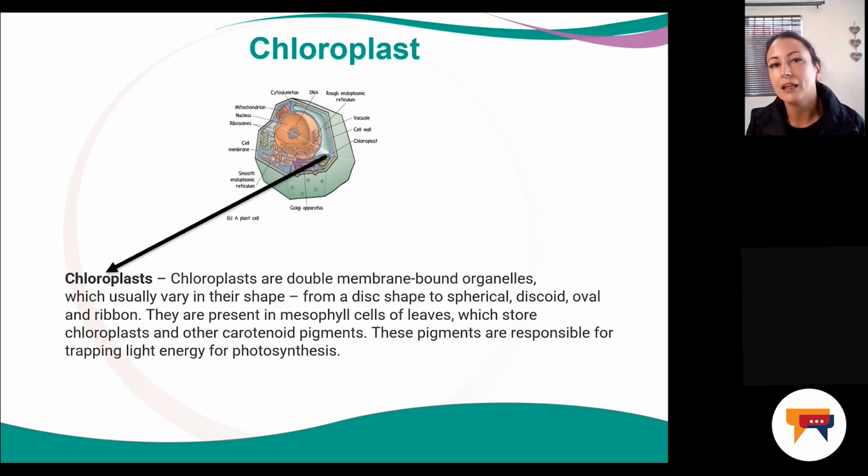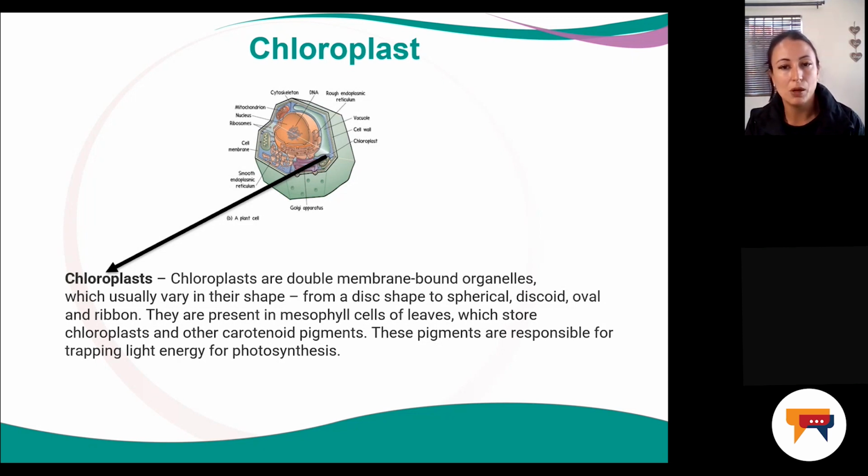Now, why? It's very responsible for a function that only a plant cell can carry out, and this process is photosynthesis. So chloroplasts are double membrane-bound organelles which usually vary in their shape from a disc shape to spherical, discoid, oval, and ribbon. They are present in mesophyll cells of leaves, which store chloroplasts and other carotenoid pigments.